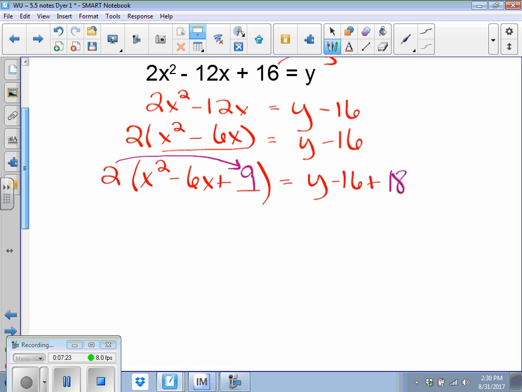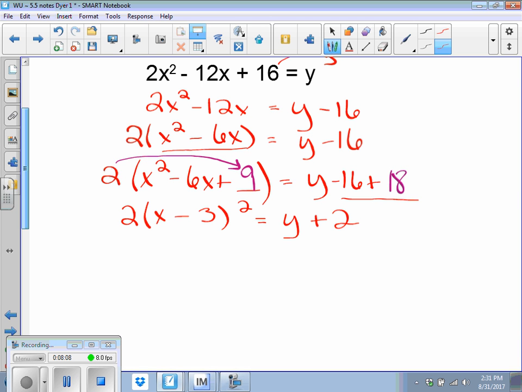Now from here on out, we're going to do it the same. We're just going to carry the 2 that we factored out down to every step. So now this is our perfect square trinomial. Now we can write it like our binomial square. So we have 2 times, what goes in here? x plus or minus? Minus what? 3. And that equals, now you have negative 16 plus 18, which is positive 2.